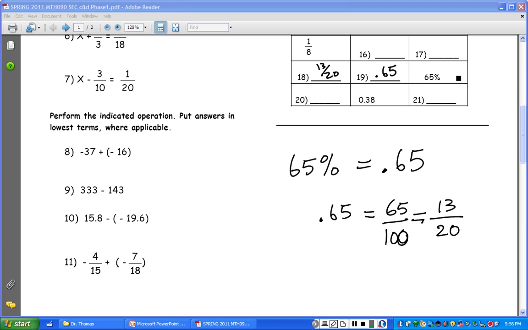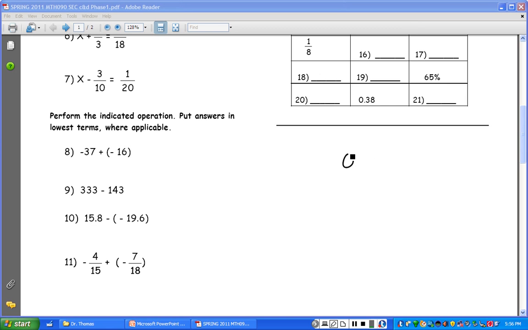Alright, let's try the last one here. We have 0.38. Now how would you change that to a fraction? Well, we just did one, right? Alright, and how would you change that to a percent? You should know now. All you have to do is move it 2 places to the right and add your percent sign. There you go. Simple as that. Simple as pie.